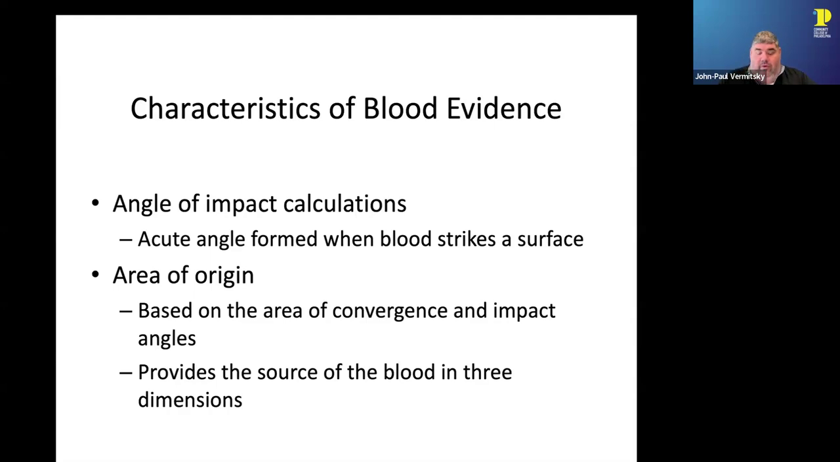Now, the area of origin, this is based on the area of convergence and impact angles. Once the area of convergence and impact angles are determined, it is possible to estimate the area of origin, meaning, for example, if somebody was hit in the head with a hammer, where did that actually occur?